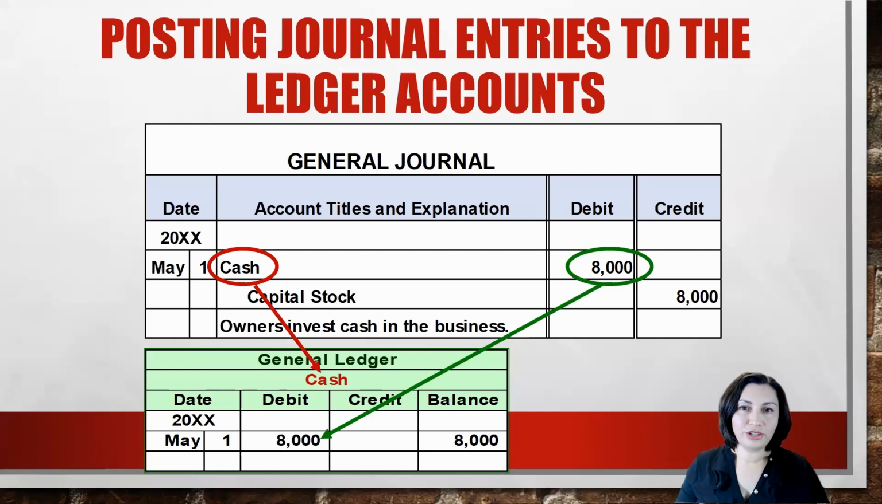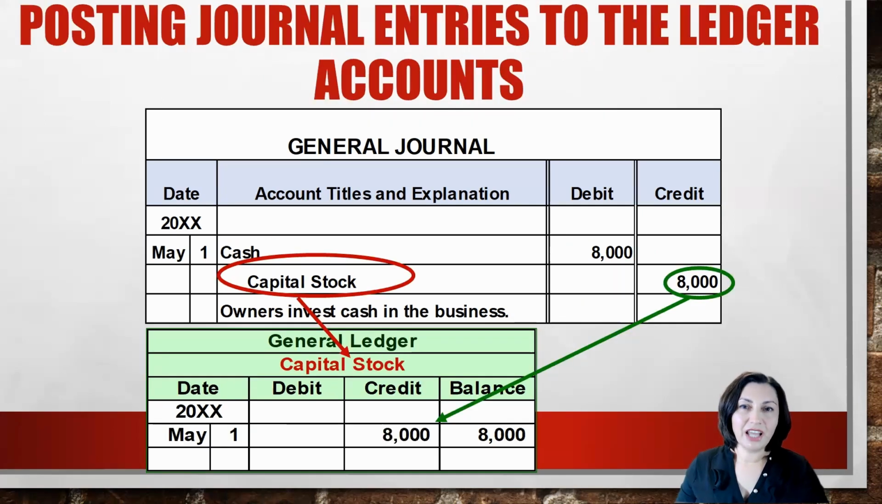Take a look at the journal entry on the screen. Let's see how this information from the journal is posted to the ledger. Debits are posted on the debit side of the ledger account. In our example, we are posting an $8,000 debit to the cash account. Now let's post the credit side of the journal entry. $8,000 credit is posted on the credit side of the capital stock account.